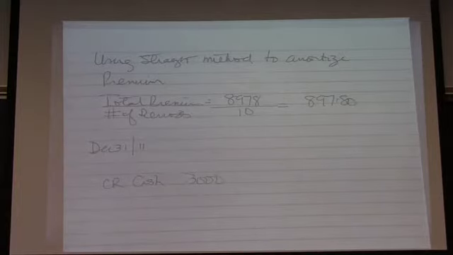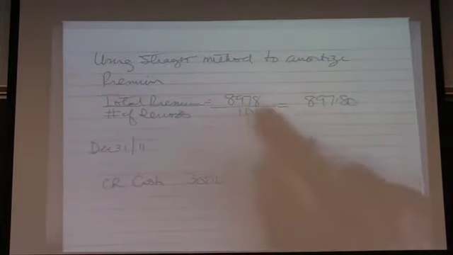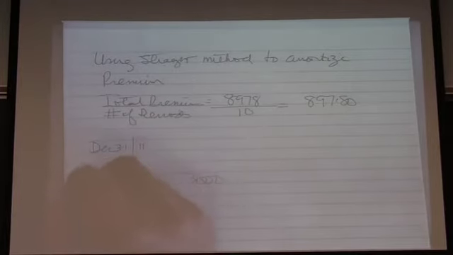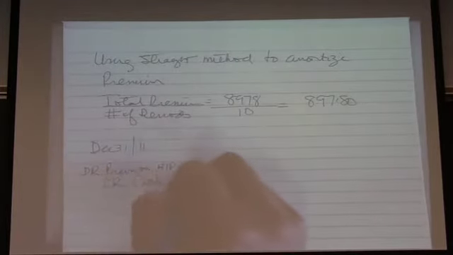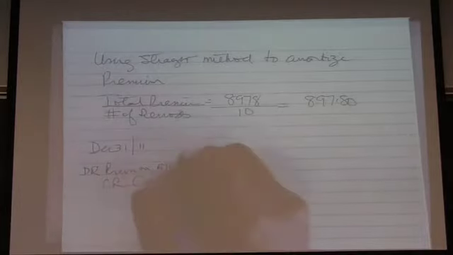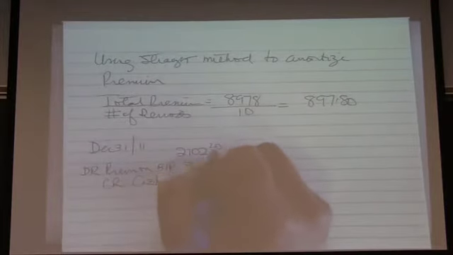Now, premium is a credit balance. We want that credit balance, 8,978, to go down to 0. So we're going to debit premium on bonds payable, 897.80. Then that means our interest expense is 2,102.20.